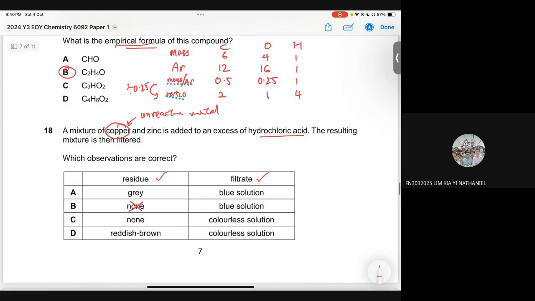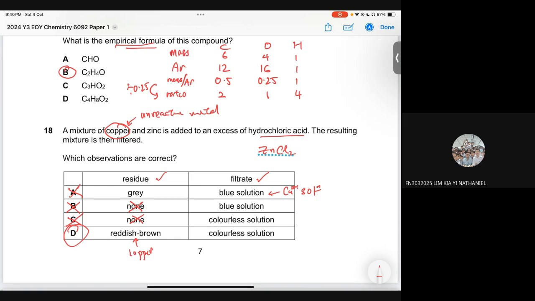Okay, so therefore B and C are not the answer because I know copper is left. Now in terms of solution, zinc will react to give me zinc chloride. So I know zinc chloride is present. Blue solution is for copper 2 plus solution. But I know copper 2 did not react, so A cannot be the answer. Therefore, answer should be D, which then tells you that this reddish brown solid is actually your copper.